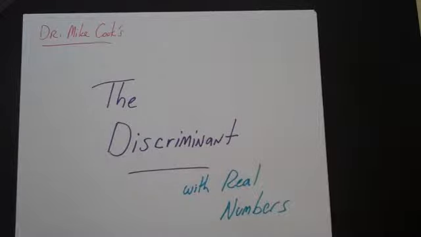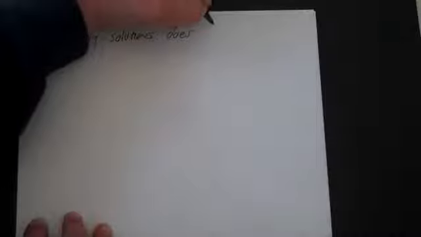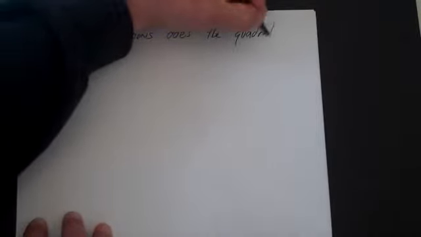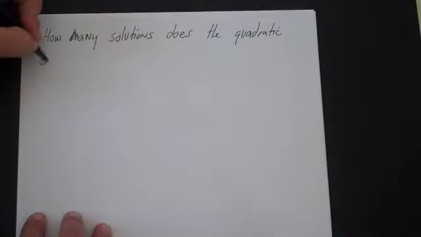Now let's look at the discriminant. And first we're going to look at the discriminant using only real numbers. And the real question that we're asking here is how many solutions are there to a quadratic? So how many solutions does the quadratic equation have?